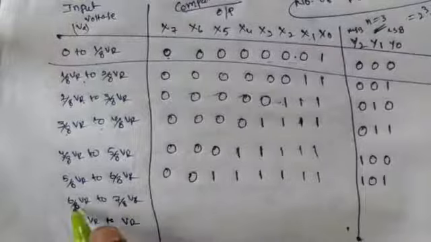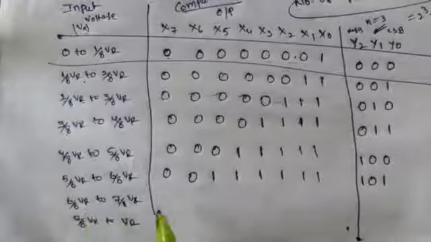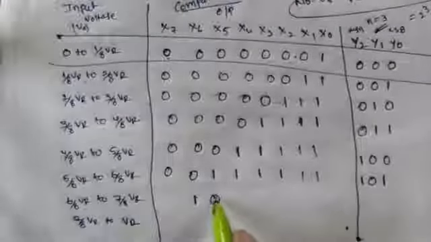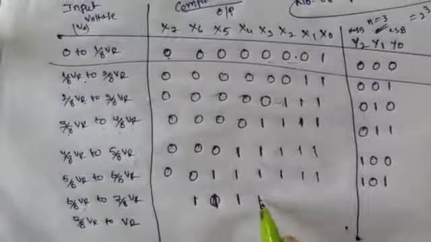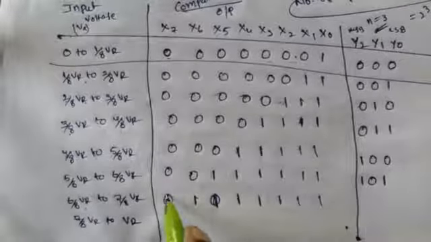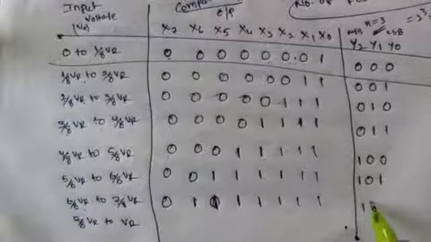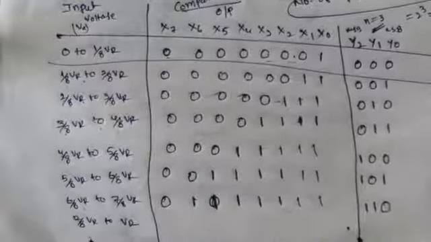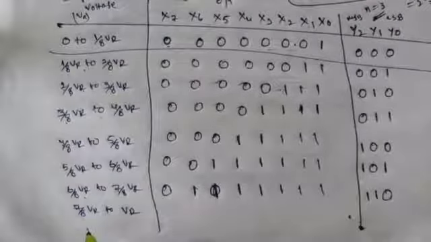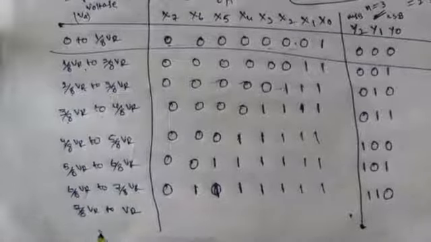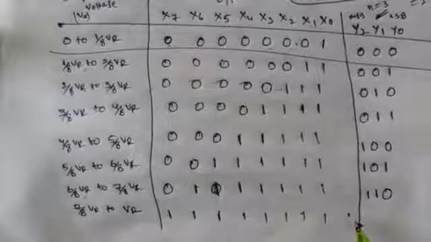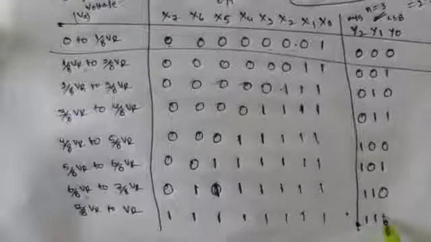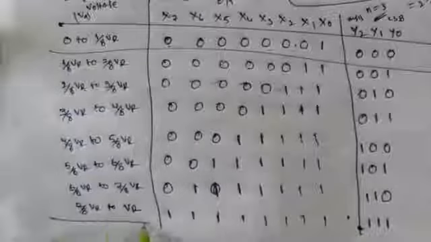And whenever the input voltage is greater than 6 by 8 VR, the next one will be activated. Here x7 is 0, and this will be represented as 1, 1, 0. Whenever a voltage greater than 7 by 8 VR is applied, all comparators are activated, and its corresponding output will be represented as 1, 1, 1. This is the digital data.